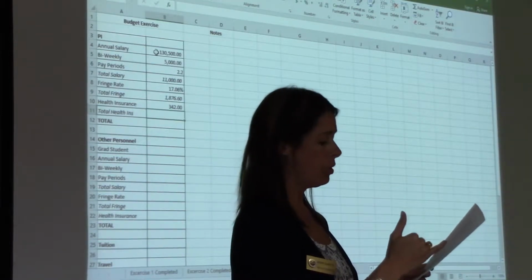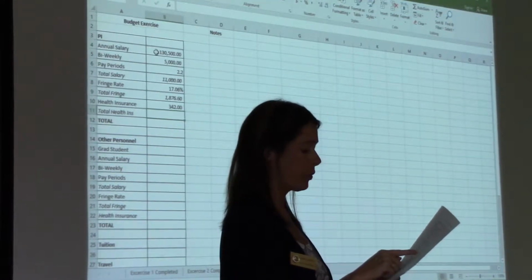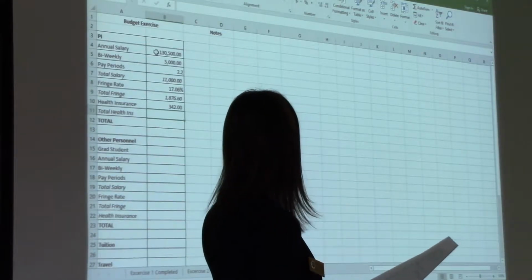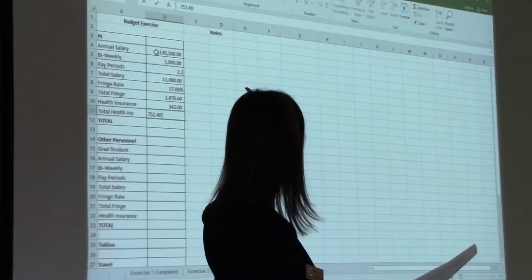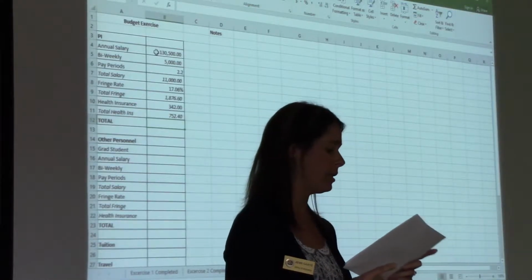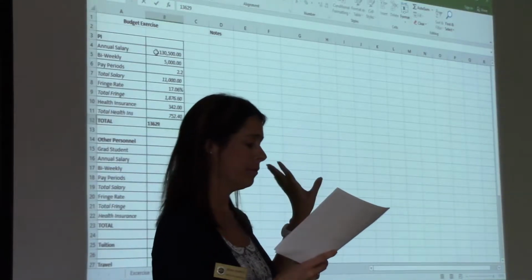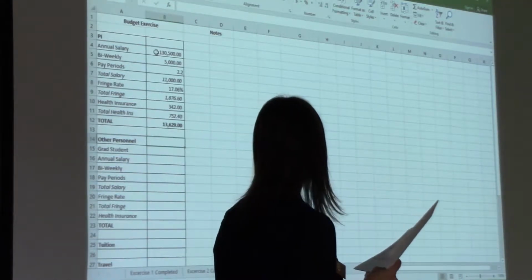So the individual, as of July 1, has individual health insurance. It's $342 biweekly. So we can plug in the $342 and multiply that times the number of pay periods to give us the exact amount of insurance that we need to budget. So that gives us a total salary. That all adds together, we've got $13,000 and some change in salary.